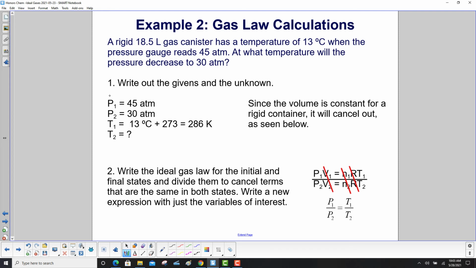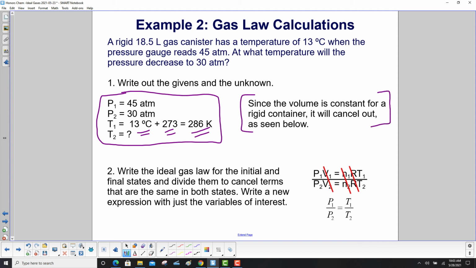Here's our givens. We have the initial pressure and the final pressure, and we have the initial temperature, which is 13 Celsius, but we add 273 to get Kelvin. The volume is constant. We have a rigid container, so it will cancel out, as seen below, right down here. So we write the ideal gas law for the initial and final states and divide the two equations to cancel the terms that are the same in both states.